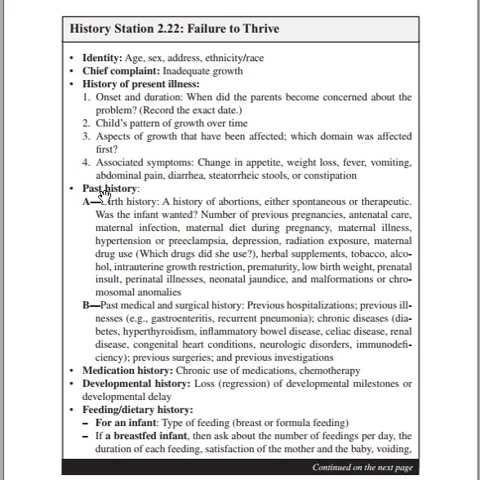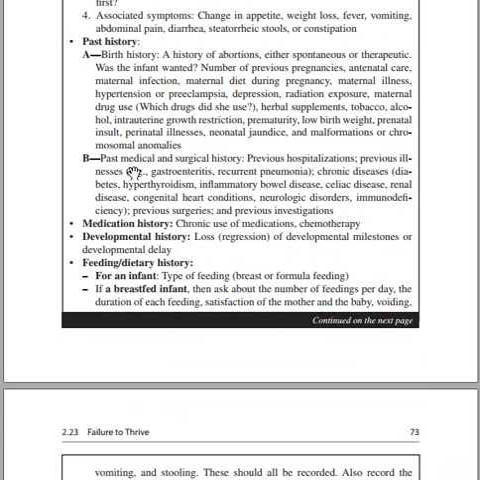You have the past history. You speak about the history of abortion, either spontaneous or therapeutic. Was the infant wanted? The number. So whether the infant was wanted is for the case of non-organic failure to thrive. Antenatal care, maternal infections, and maternal diet are for organic failure to thrive. Maternal illness, hypertension, preeclampsia are for organic failure to thrive. So we have past medical history, previous hospitalization, previous infection.